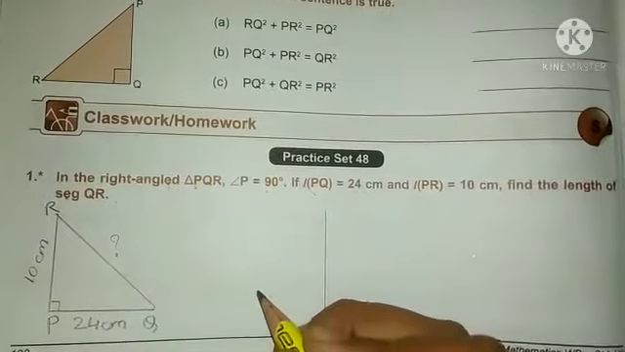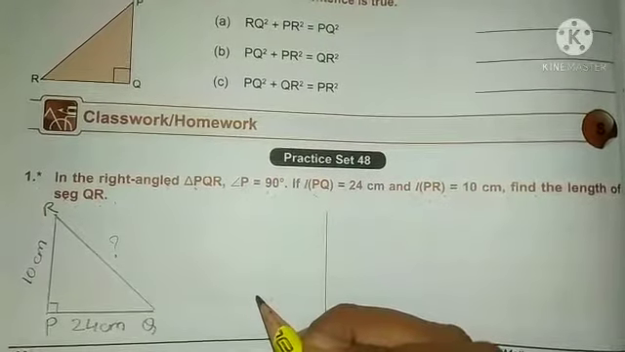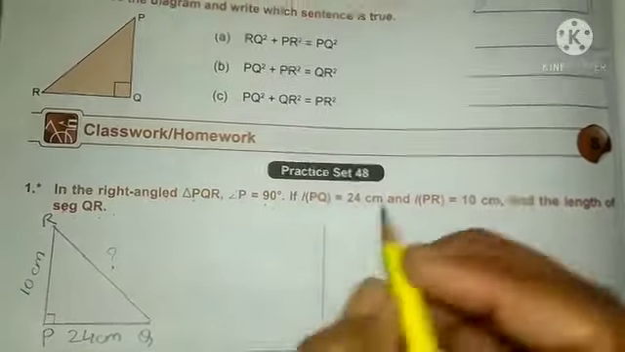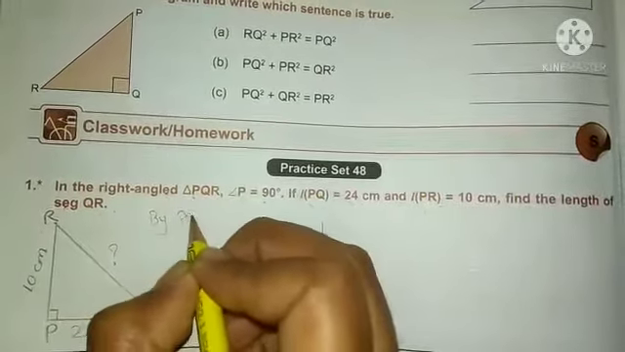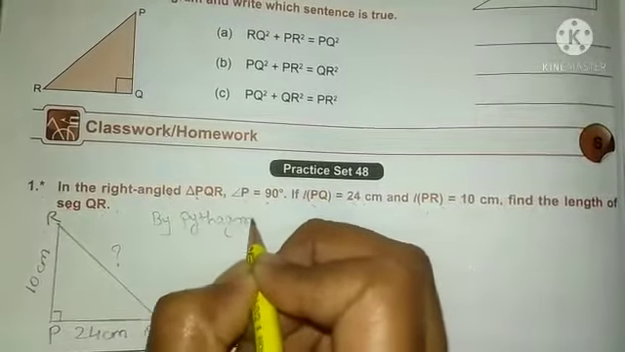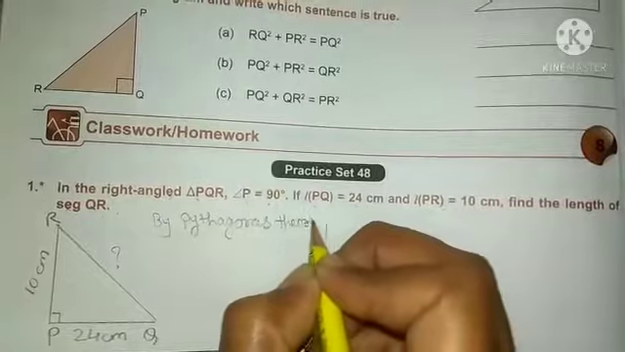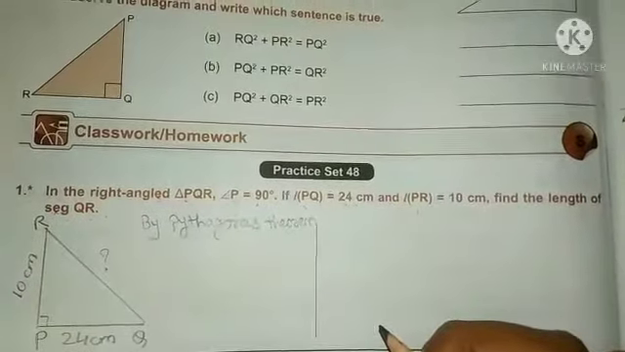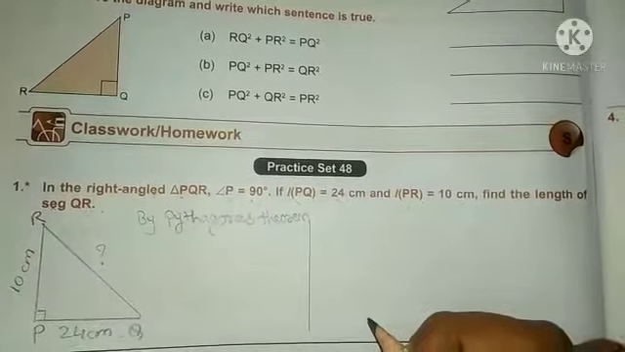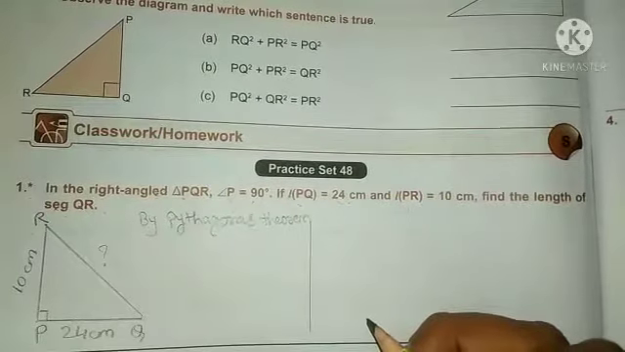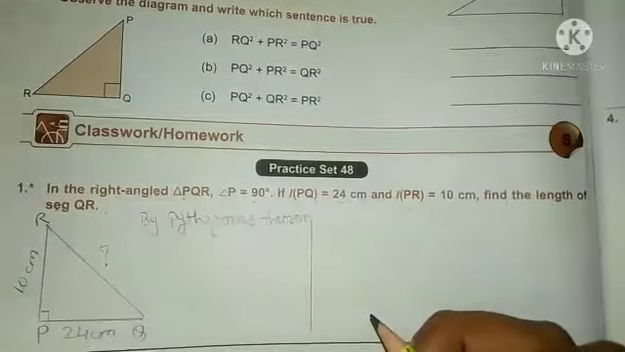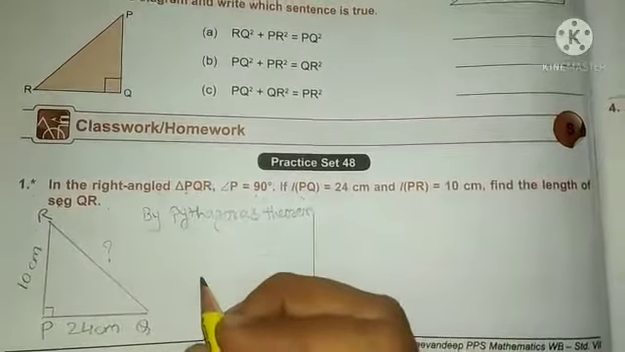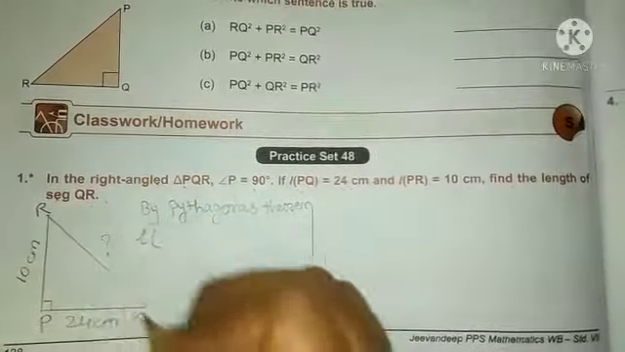It means we have to find the hypotenuse here. Clear? So see how you will find it. How will you find the hypotenuse? By the Pythagoras theorem. You have to use the Pythagoras theorem and find the hypotenuse. Now what will be your formula? Hypotenuse square is equal to base square plus height square. Which side is your hypotenuse? Here length QR is your hypotenuse.